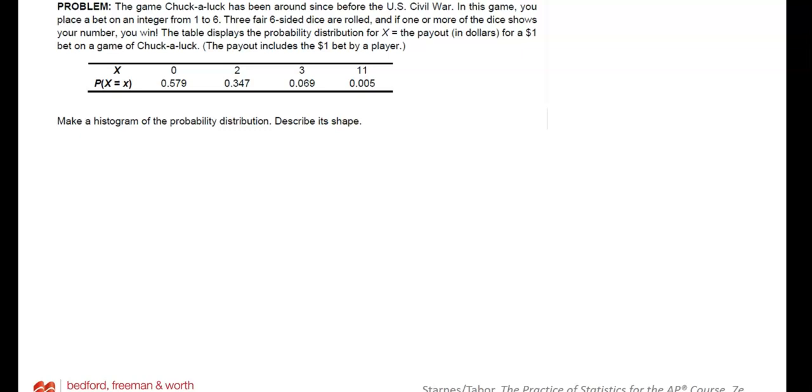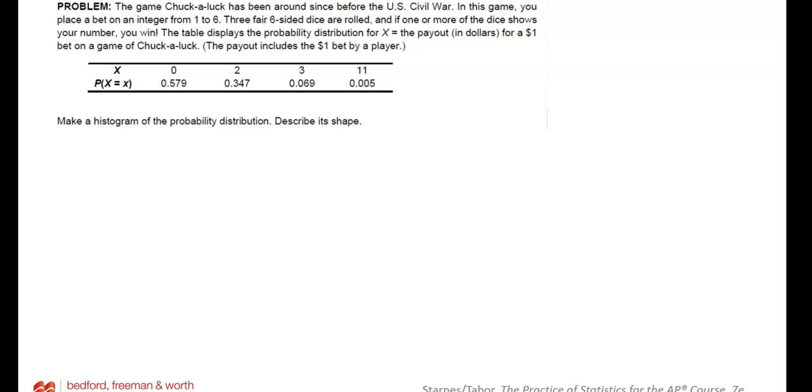Okay, so X is not the die roll, that's the payout. You get $2, $3, or $11. Wow, you get $11 if you get all 3 the same, like a Yahtzee or something. Okay, so make a histogram of the probability distribution and describe its shape. So again, you're just going to make a histogram of that.